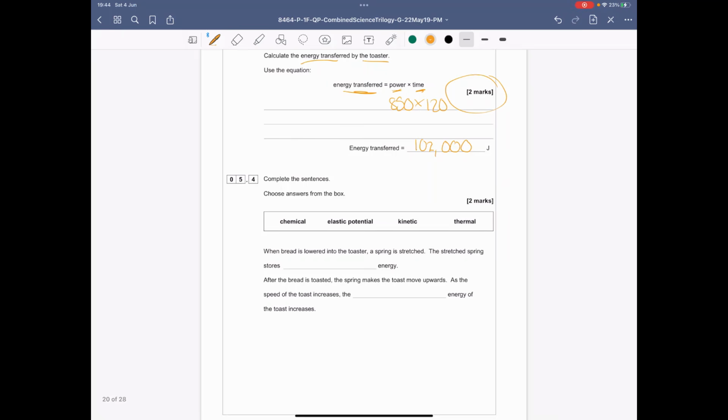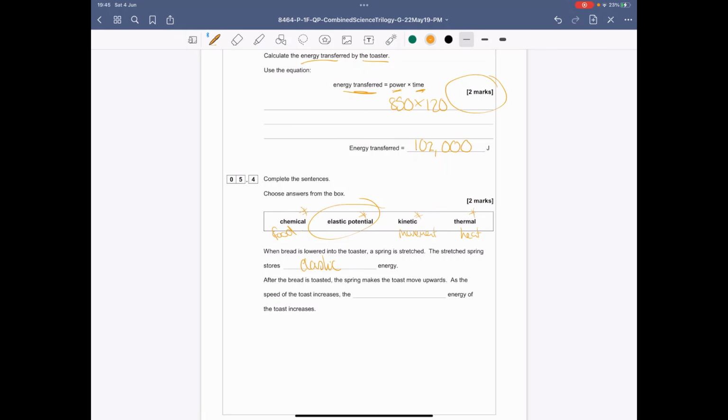Complete the sentences. When the bread is lowered into the toaster, a spring is stretched. The stretched spring stores what type of energy? So you've got chemical, elastic, kinetic, thermal. Thermal is heat, kinetic is movement, elastic, well, we know what that is, and chemical tends to be in chemicals, but also food. So the stretched spring would obviously contain elastic potential energy.